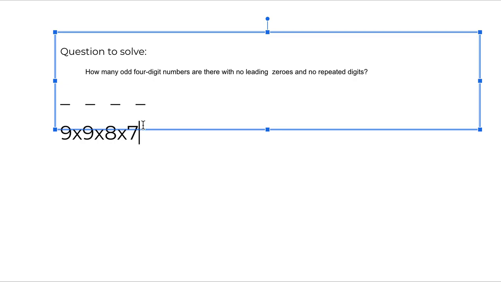Now I made a mistake here. I did not factor in odd here, right? So for odd numbers, the last digit cannot be 0, 2, 4, 6 or 8. How would I factor that in?